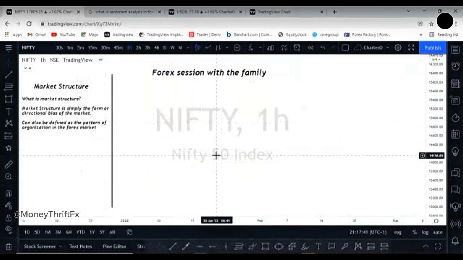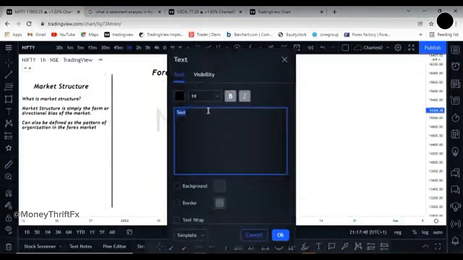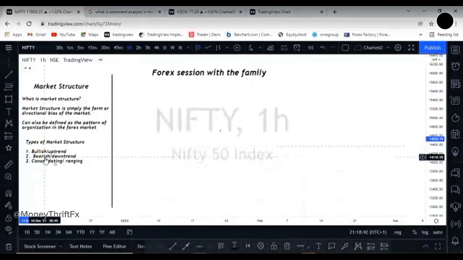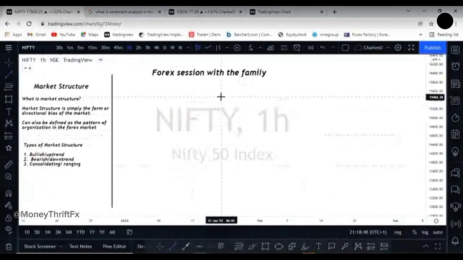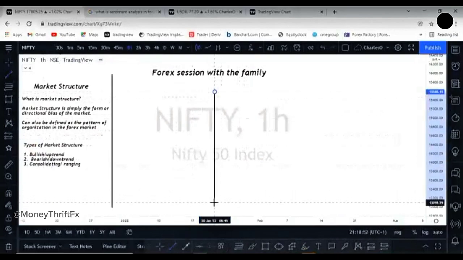And there are basically three types of forex market structure. Let me just write that out. So these are the types of forex market structure we have, right? We have the bullish or uptrend market structure, the bearish or downtrend market structure, and then finally the consolidating or ranging market structure. Let me now explain the three of them, what they are like.